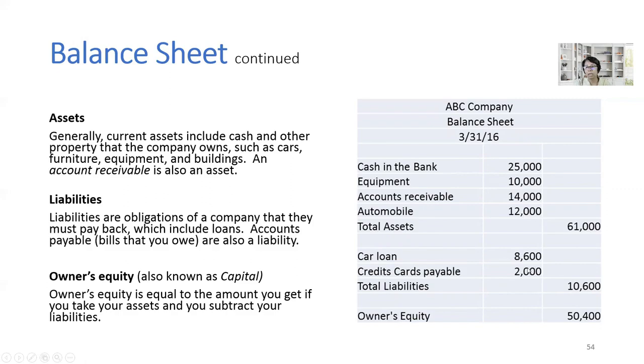I owe on my credit cards. I owe a total of $10,600. So what is my equity as of March 31st? It's also known as capital. Well, since liabilities and capital have to equal assets, then owner's equity would be $50,400. That's pretty good equity.